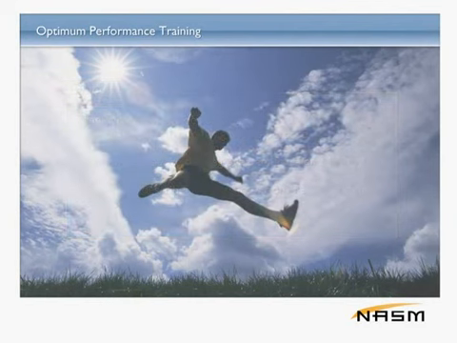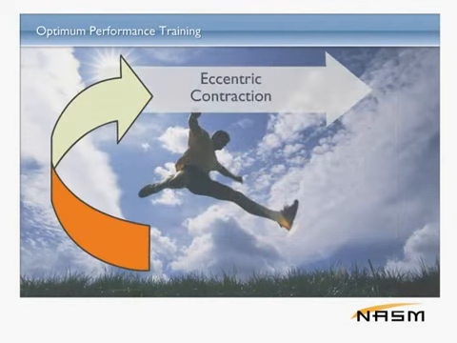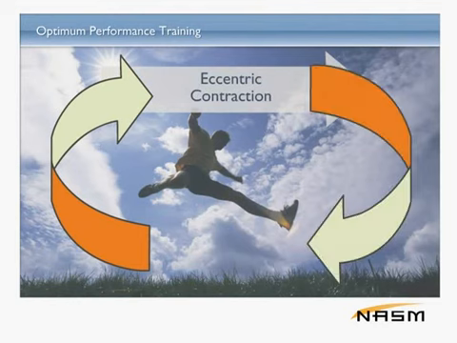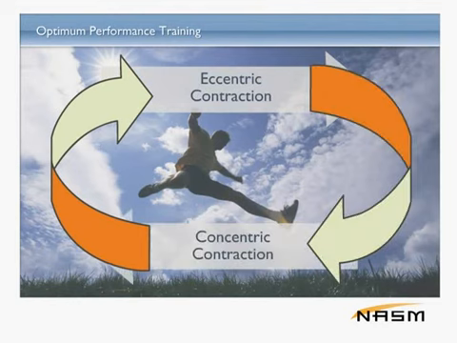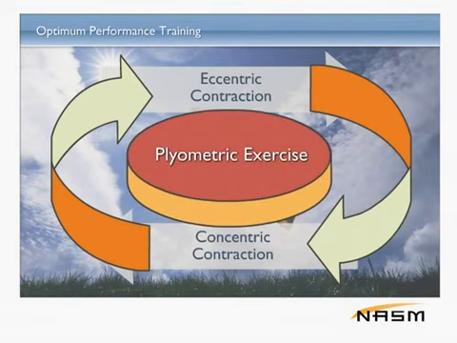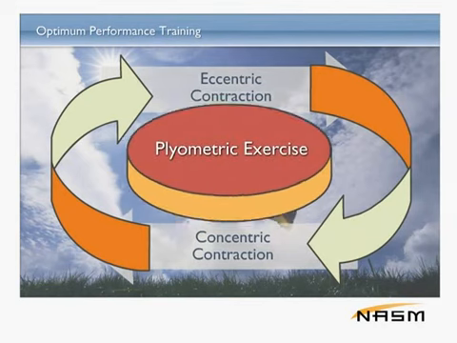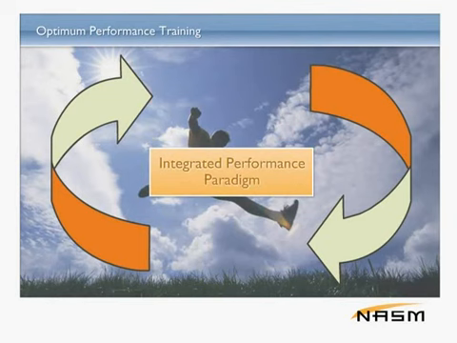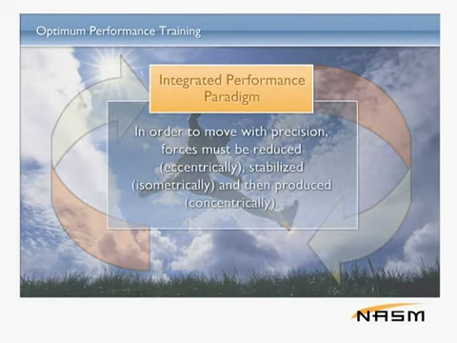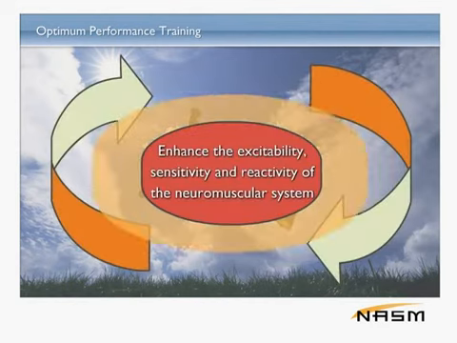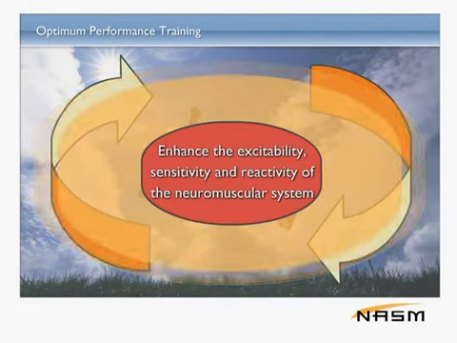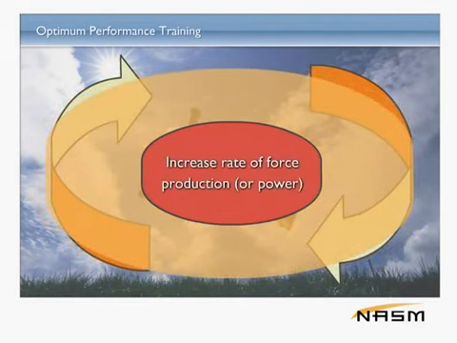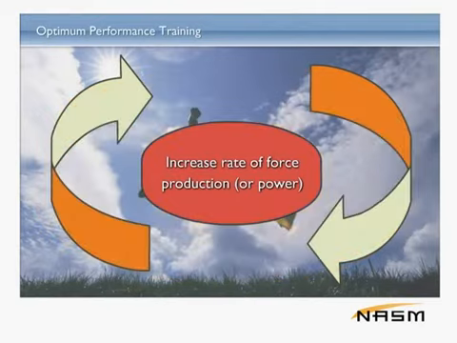Reactive training is defined as a quick, powerful movement involving an eccentric contraction followed immediately by an explosive concentric contraction. This is accomplished through the use of plyometric exercise and defines the stretch-shortening cycle of the integrated performance paradigm, which states that in order to move with precision, forces must be reduced eccentrically, stabilized isometrically, and then produced concentrically. These exercises enhance the excitability, sensitivity, and reactivity of the neuromuscular system and increase rate of force production, or power.